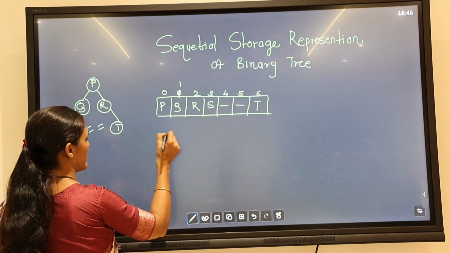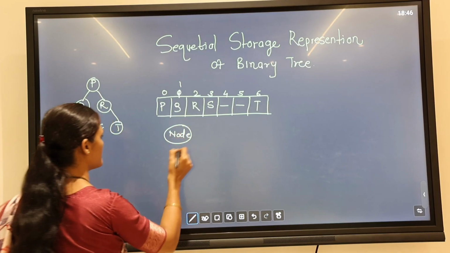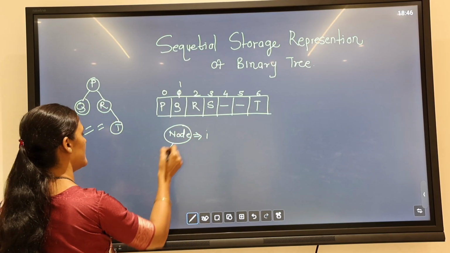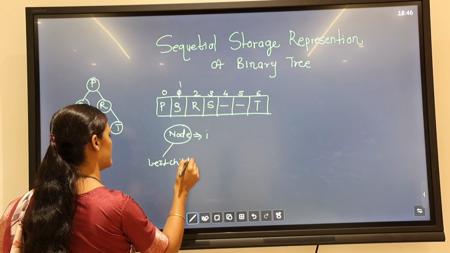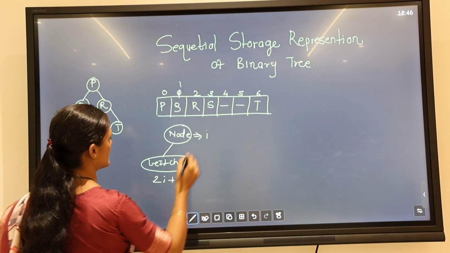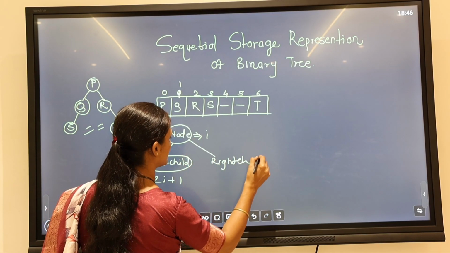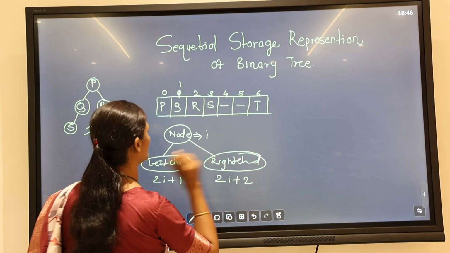So for each node, if it is present at location or index I, its left child is at index 2i plus 1 and its right child is at index 2i plus 2.